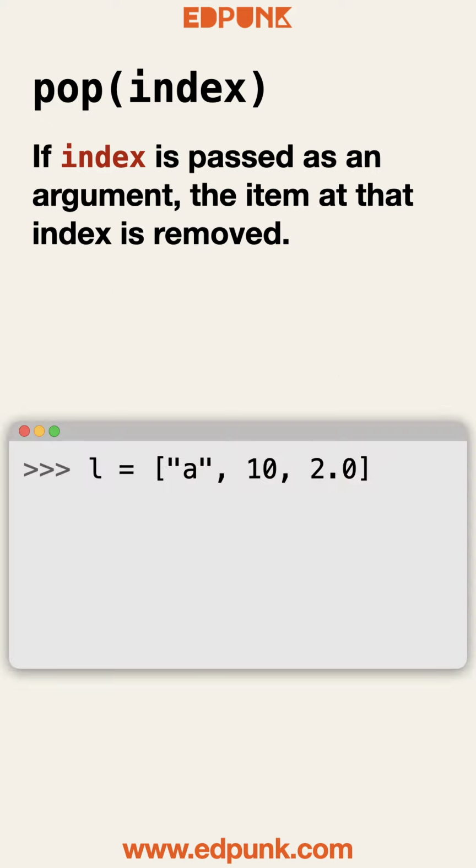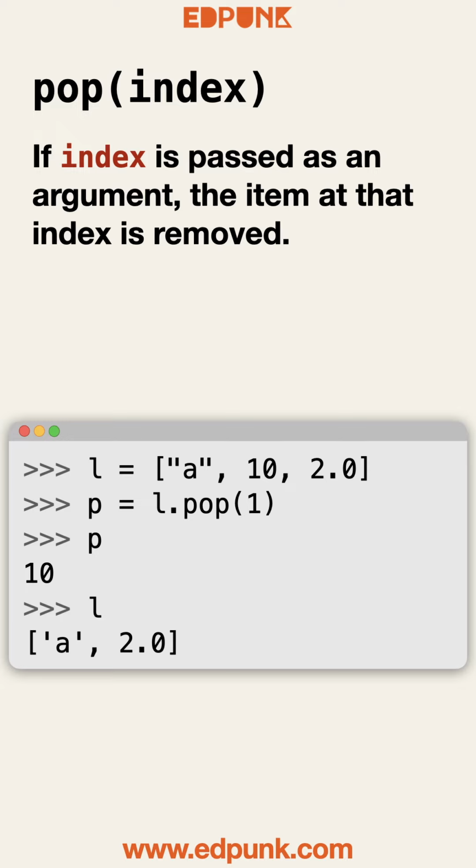For example, let us assign a list containing items string A, int 10 and float 2.0 to a variable L. Now, let us remove the item at index 1 from the list L and assign it to P by executing P equal to L.pop 1. Let us check out the value of P. It is 10. Now, let us check the value of list L. It now contains only items string A and float 2.0 as int 10, the item at index 1, has been removed from the list.